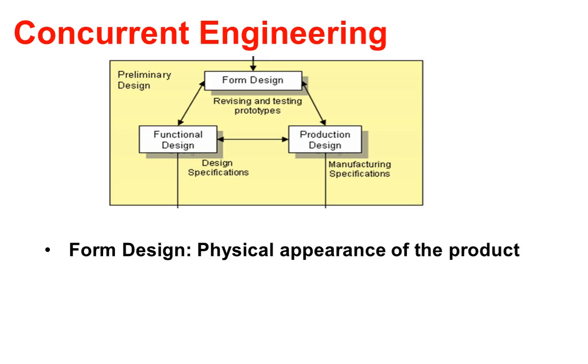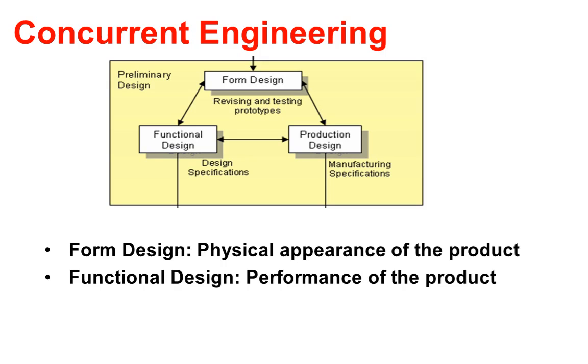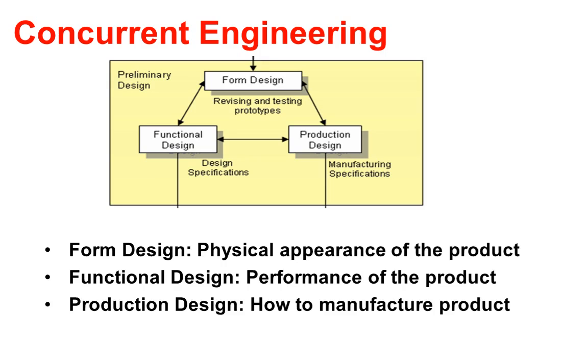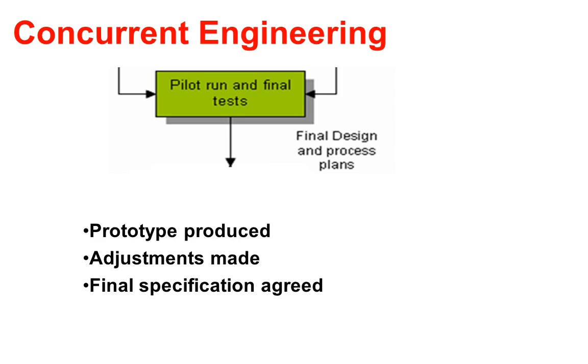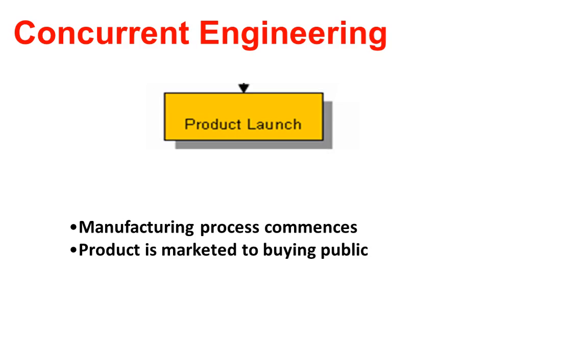Form design is nothing but the physical appearance of the product. Functional design, performance of the product. Production design, how to manufacture. And finally, pilot run and final tests are carried out. Final design and process plans are finalized. Prototype produced, adjustments made, if any required. Final specifications are agreed upon. And then finally, the product is launched. Manufacturing process commences. Product is marketed to the buying public.